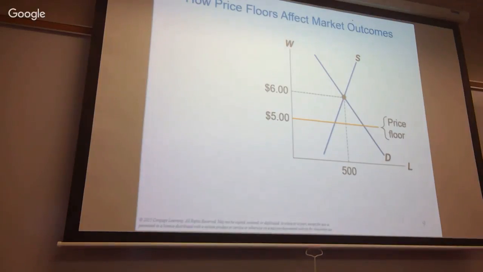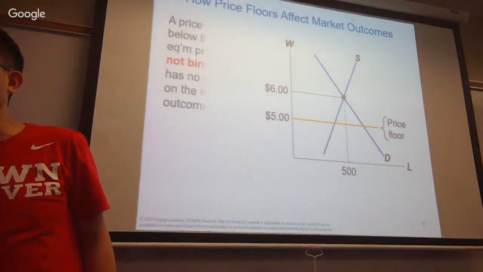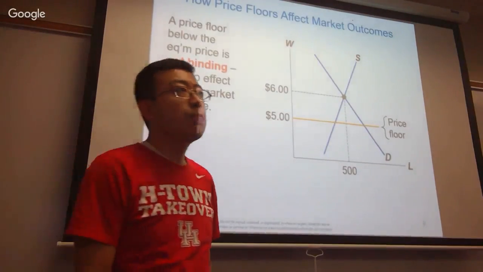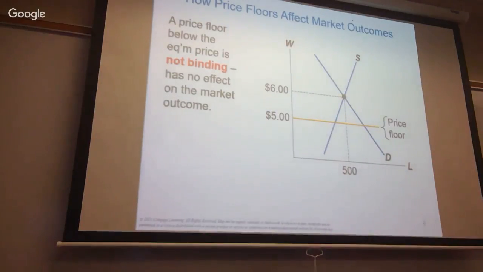It wouldn't go down. Because this price floor, now remember, price floor is the legal minimum. As long as you're above the minimum, you're doing okay. You don't have to change. So for this price floor, when it's below our equilibrium price, we call this not binding. The price floor, when it's below, is not binding. It wouldn't cause any change.